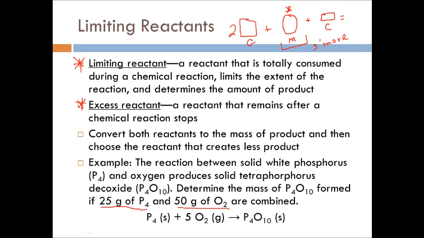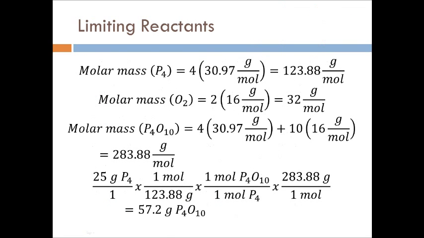P4O10. Now, what we're going to do is find the molar mass of everything, because we're going to eventually need all of those molar masses. So we're going to start by multiplying 4 times the mass of phosphorus, and you get 124, give or take. For oxygen, you're going to get 32. And then for the P4O10, 4 times phosphorus and 10 times oxygen, and you get about 284.